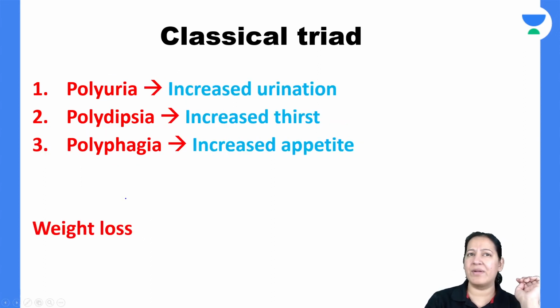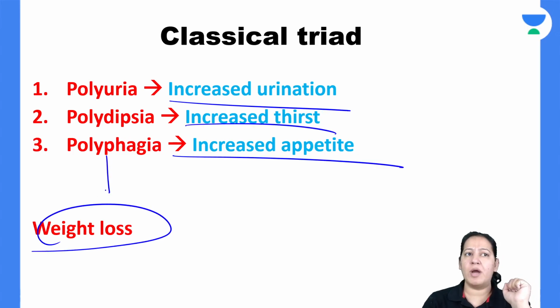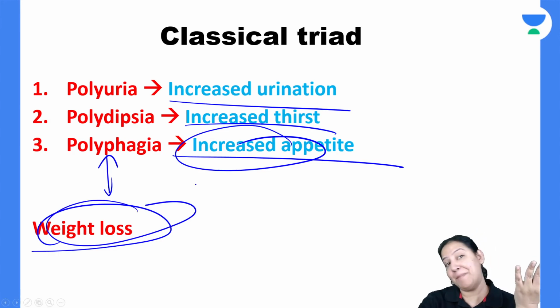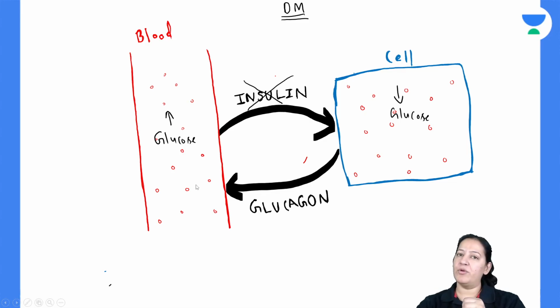I have already explained the reason for all these: increased urination, thirst, appetite. Along with these, now these two are a paradox. The person is eating more but still losing weight. Now it is a paradox, but it happens, right? Now what's the reason for all these? You can understand with the beautiful diagram in front of you. Can you see this diagram?